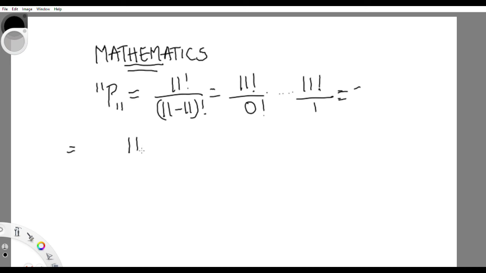Then it becomes 11 factorial, but then you have some letters that are repeating, like M is repeating twice, so you have to indicate that, 2 factorial. A appears twice, 2 factorial. T appears twice, 2 factorial. What else appears twice? We've done it for M, we've done it for A, we've done it for T. I guess that is all. Yeah, that is all.